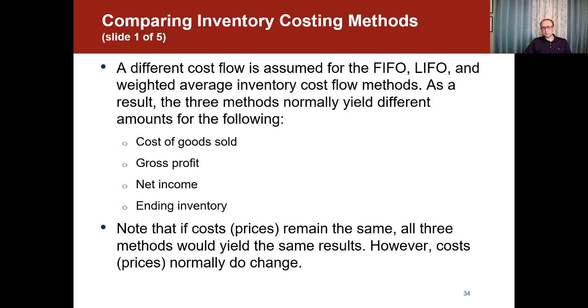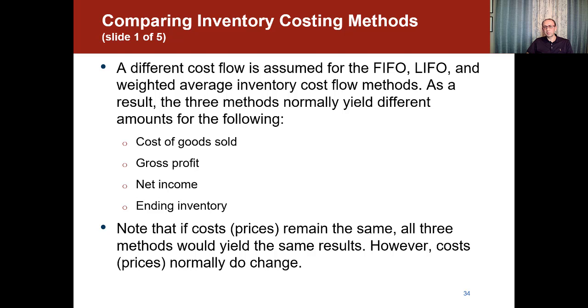We'll find that cost of goods sold and gross profit always work opposite to each other, because if my cost of goods sold is high, the gross profit would be low. And if the cost of goods sold is low, then the gross profit would be high. Gross profit and net income work in the same direction. So if gross profit is high, then net income would also be high, and if gross profit is low, then net income would be low. Note that if costs or prices remain the same, all three methods would give us the same results.